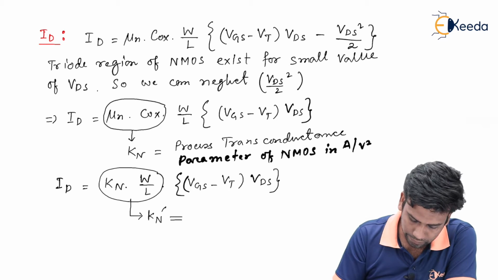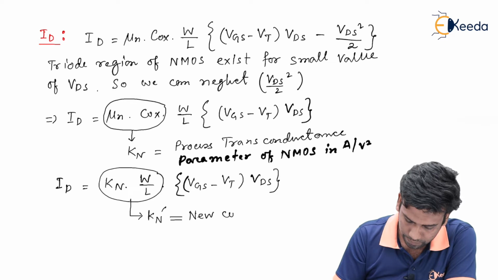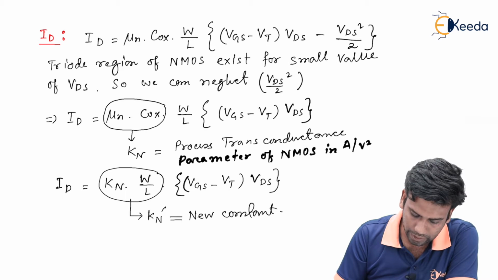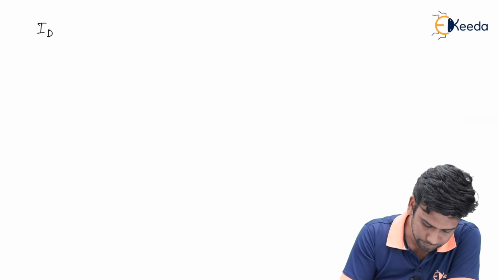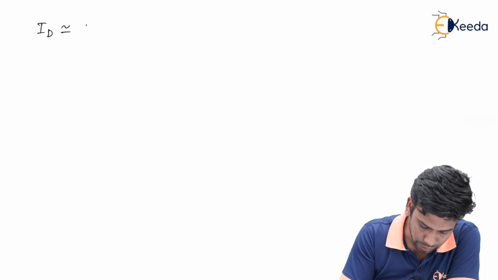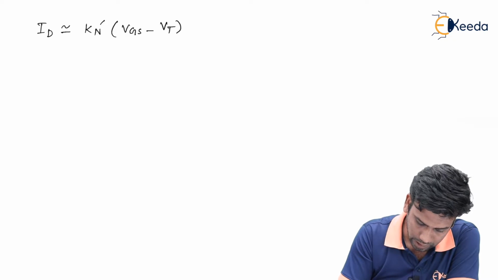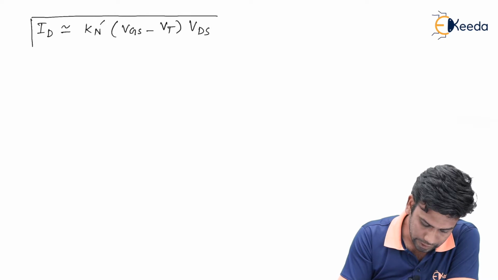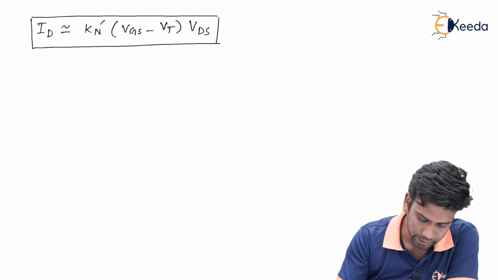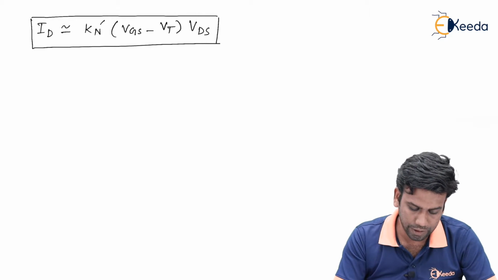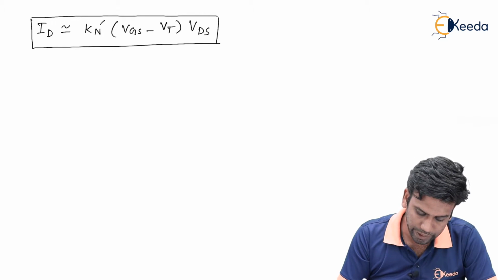So it is a value of new constant. So I can write the equation in this manner of ID as ID is nearly equal to Kn dash into VGS minus threshold voltage Vt into drain to source voltage. So this is the equation for the drain current in the triode region or the ohmic region.